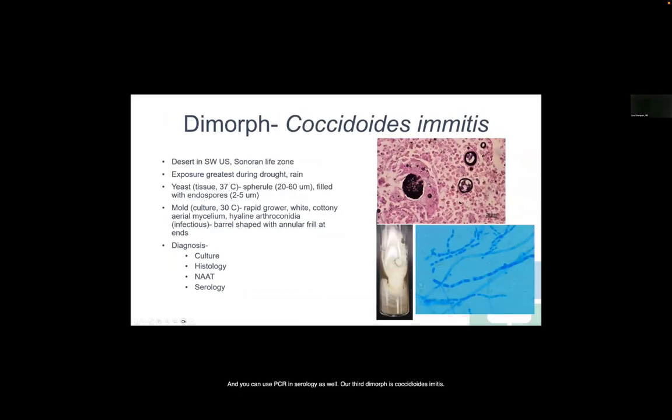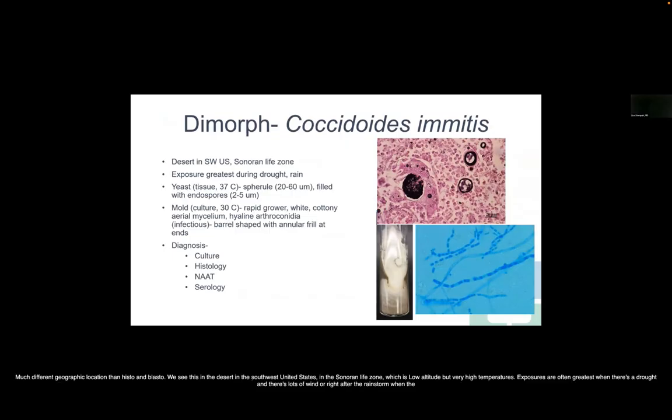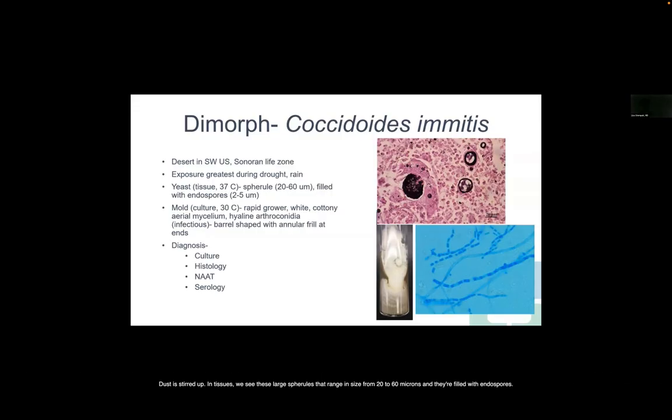Our third dimorph is Coccidioides immitis, much different geographic location than histo and blasto. We see this in the desert in the southwest United States, in the Sonoran life zone, which is low altitude but very high temperatures. Exposures are often greatest when there's a drought and there's lots of wind, or right after the rainstorm when the dust is stirred up.